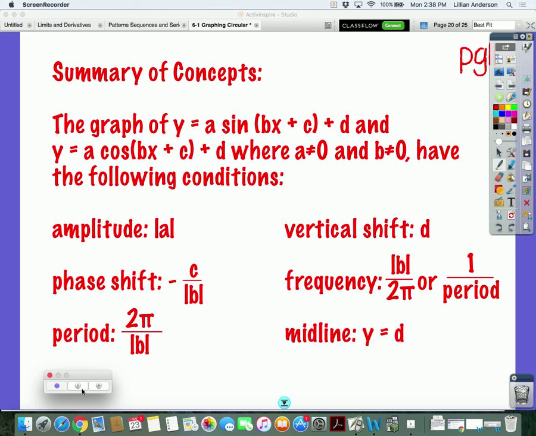And this last one, midline, which I hinted at, but I never actually sat and said, hey, this is the equation of the midline. The midline is exactly what it breaks down to be. It is the line that cuts the graph through the middle. Okay, it's always a horizontal line, hence why it's always y equals. And that line is always what the vertical shift is, because when you move the graph up, you're moving everything, including that equilibrium line, aka the midline.